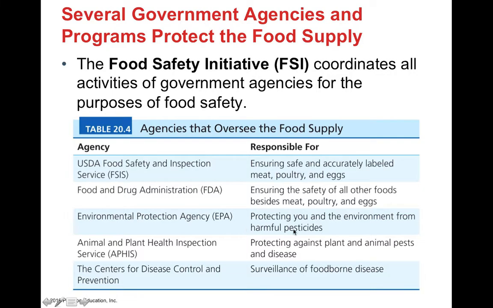The EPA helps protect you from harmful pesticides as well as protecting the environment from said pesticides. Animal and Plant Health Inspection allows us to protect against plant and animal pests and disease. And the Centers for Disease Control helps us survey foodborne disease so that we can issue a recall if, for example, we've determined that a particular batch of spinach has E. coli in it.